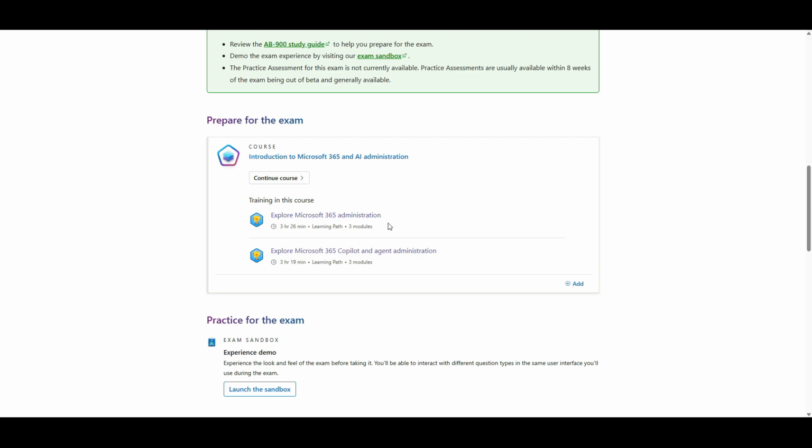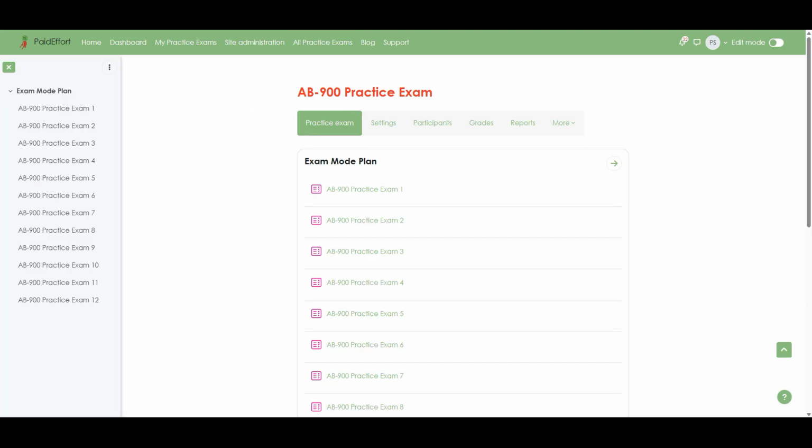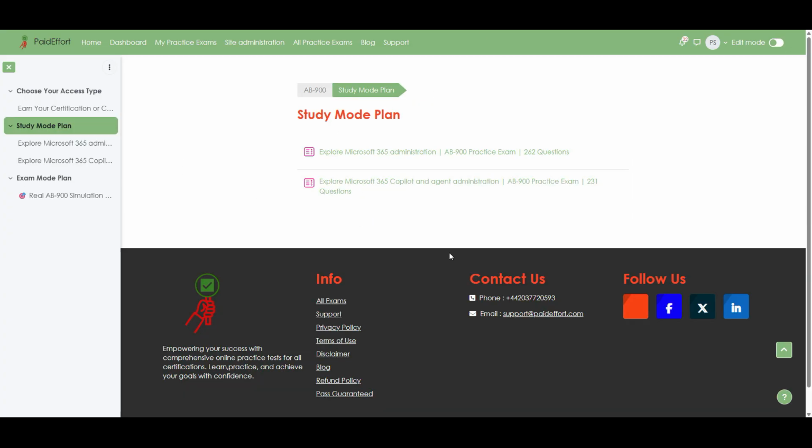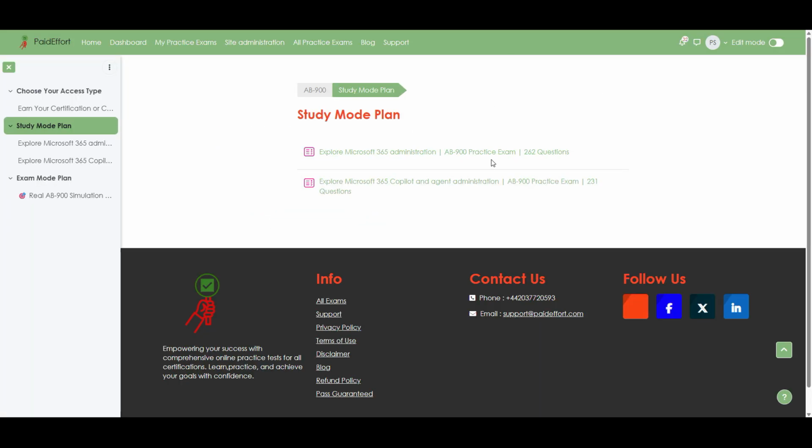And then when you are done, you want to go to this site, which is paideffort.com. This is what I use to test my understanding. They have two versions for the AB-900. They have the free version, which is based on the two domains: Explore Microsoft 365 Administration, the same thing as what you are seeing here. Each domain has a set of questions that you can go through.